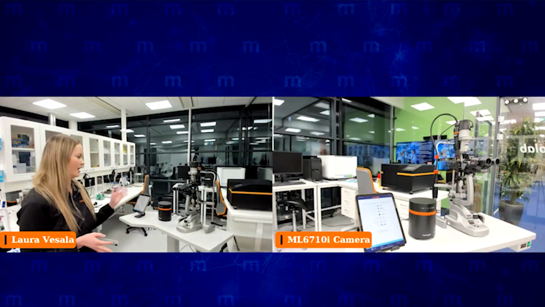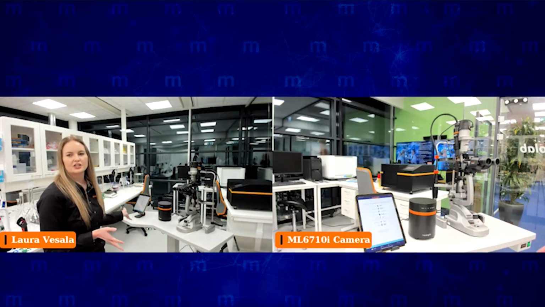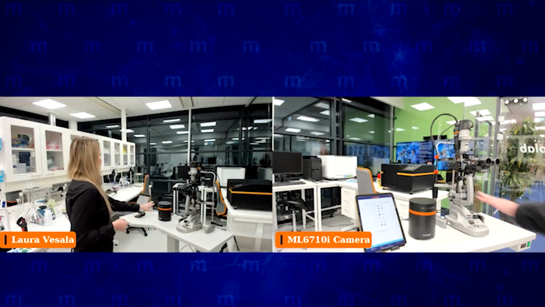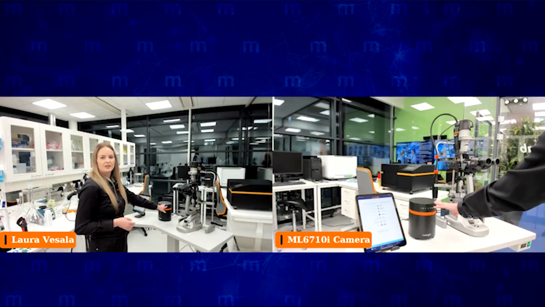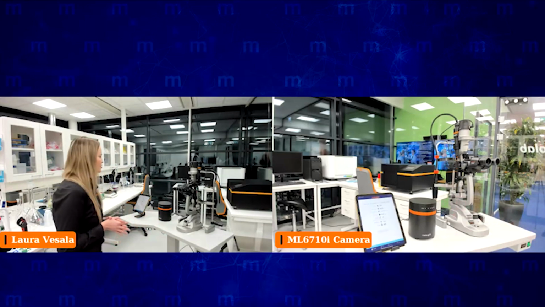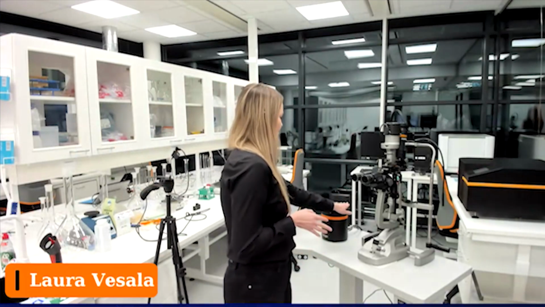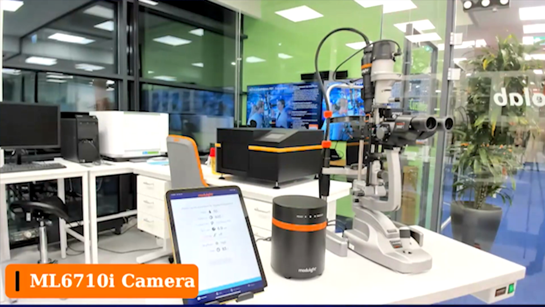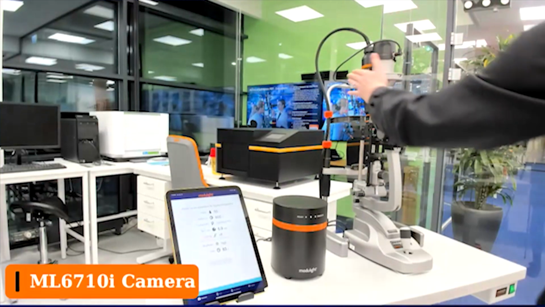Now I will go through some of the key features of the Modulight ML6710i laser device that we have on display here. Here we have the whole treatment station, which includes the table, the slit lamp, and the laser. The black cylindrical unit here is the laser unit itself, and it encompasses all the electronics, etc. Attached to the back panel of the black cylindrical unit is the fiber optic cable, which delivers the light to the beam shaping unit that we have right here.